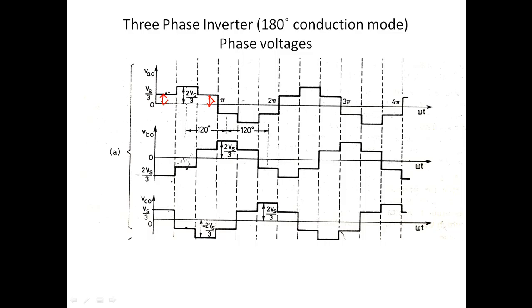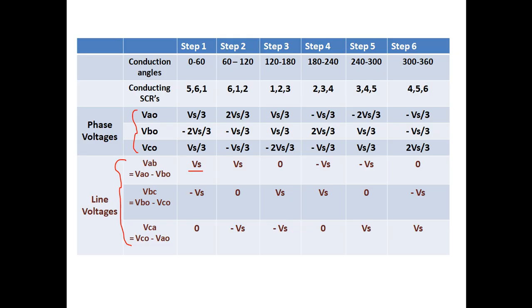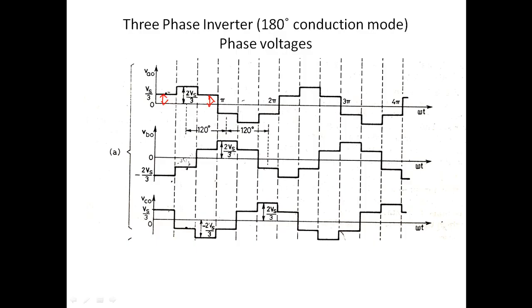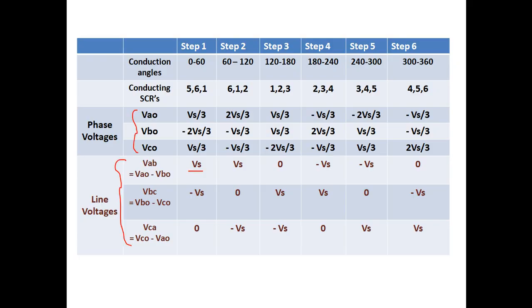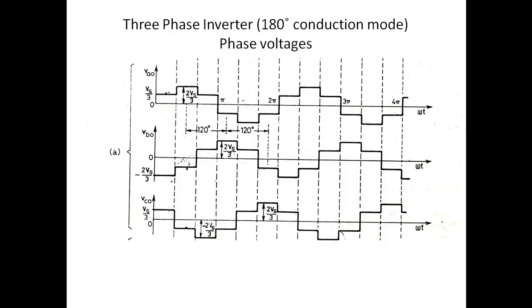And Vb0, so first, that is 0 to 60 degree, will have minus 2Vs by 3, again minus Vs by 3. So here it will be minus 2Vs by 3 for 0 to 60 degree, and again here that is minus Vs by 3. Here it will be the magnitude of minus Vs by 3, again plus Vs by 3. And for the C phase we will have first plus Vs by 3, and again for the second step we will have minus Vs by 3. So here plus Vs by 3, and here it will be minus Vs by 3.